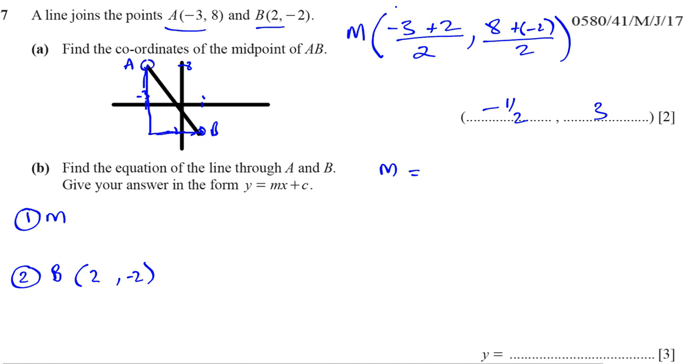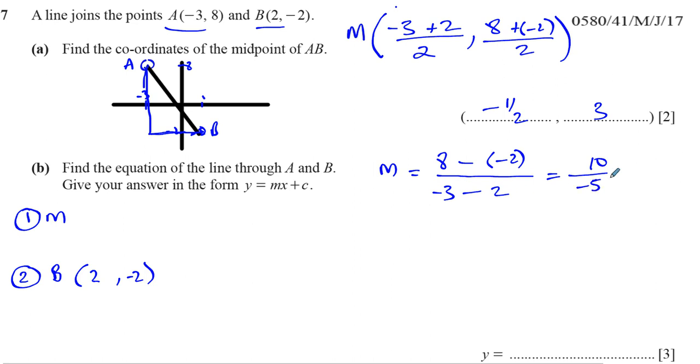So we just need to take the difference between the y coordinates for 2 points in any one direction. For example, I can do the y coordinate of A, which is 8, minus the y coordinate of B, which is minus 2. Be very careful about the signs here. Divided by the x coordinate of A, which is negative 3, minus the x coordinate of B, which is 2. So here you have 8 minus minus 2, which is plus 10, which is 8 plus 2, which is 10. And you've got negative 3 minus 2, which is negative 5. So you end up with negative 2.